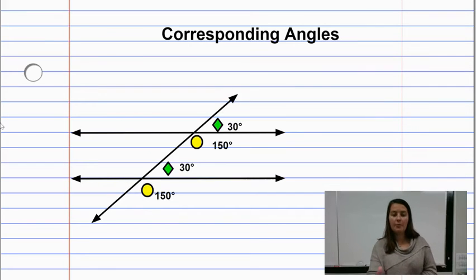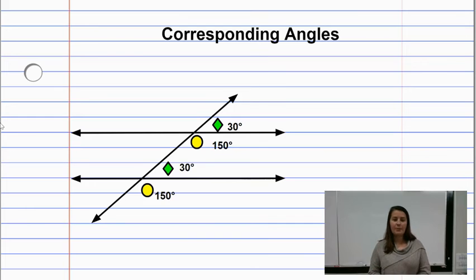Let's do a couple more. So let's look at your green diamond here. Your green diamond is on which side of the transversal? It is on the right. Now, which corner is this on? It is in the upper right corner of this point of intersection.